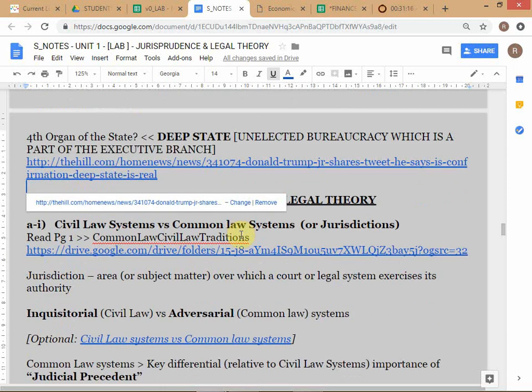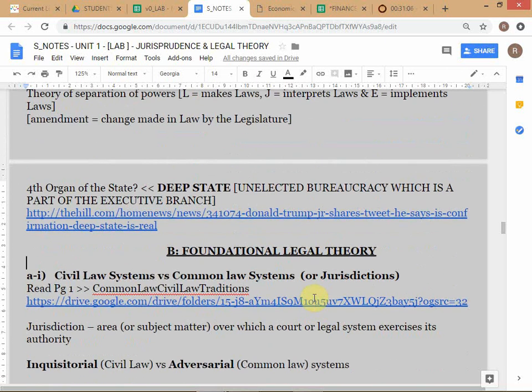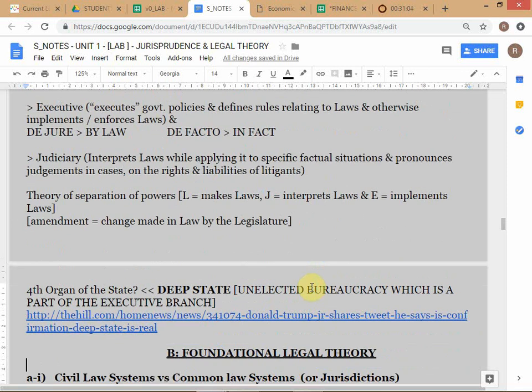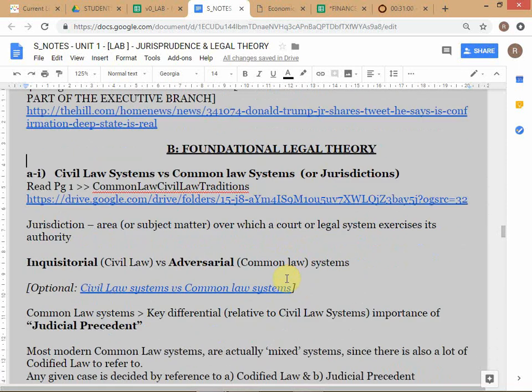A lot of stuff which we are discussing may not typically be discussed in a legal business law course, but I think it's useful for you to have all this information. Okay, guys, any questions about this so far? You should be familiar with this term, the deep state, which is the unelected fourth branch of government.